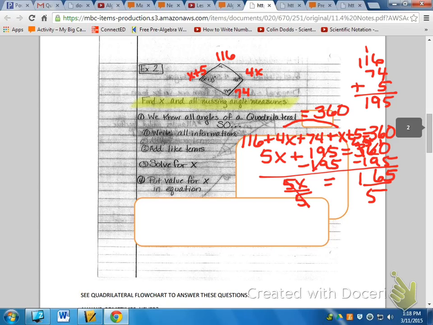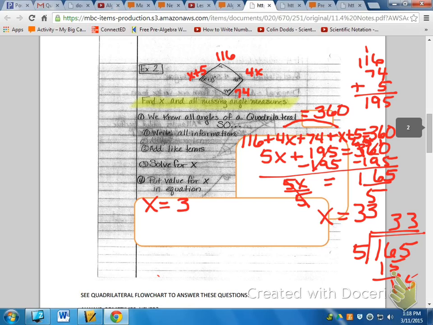5 goes into 16 three times. So x is 33. That's my first answer.